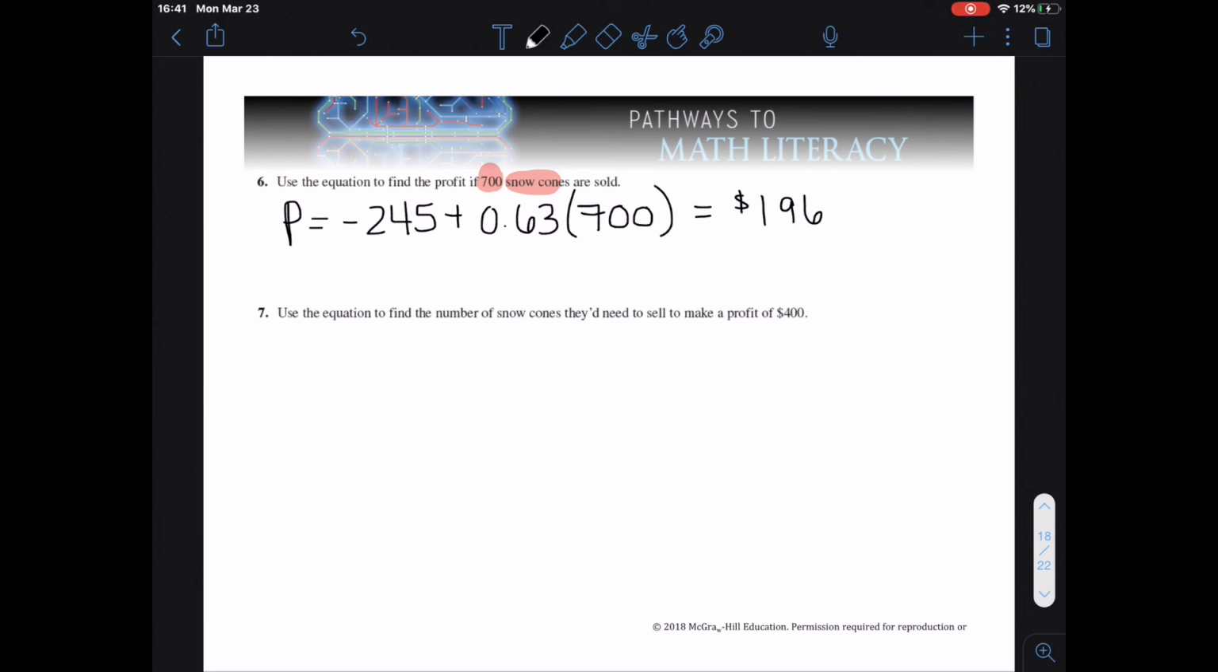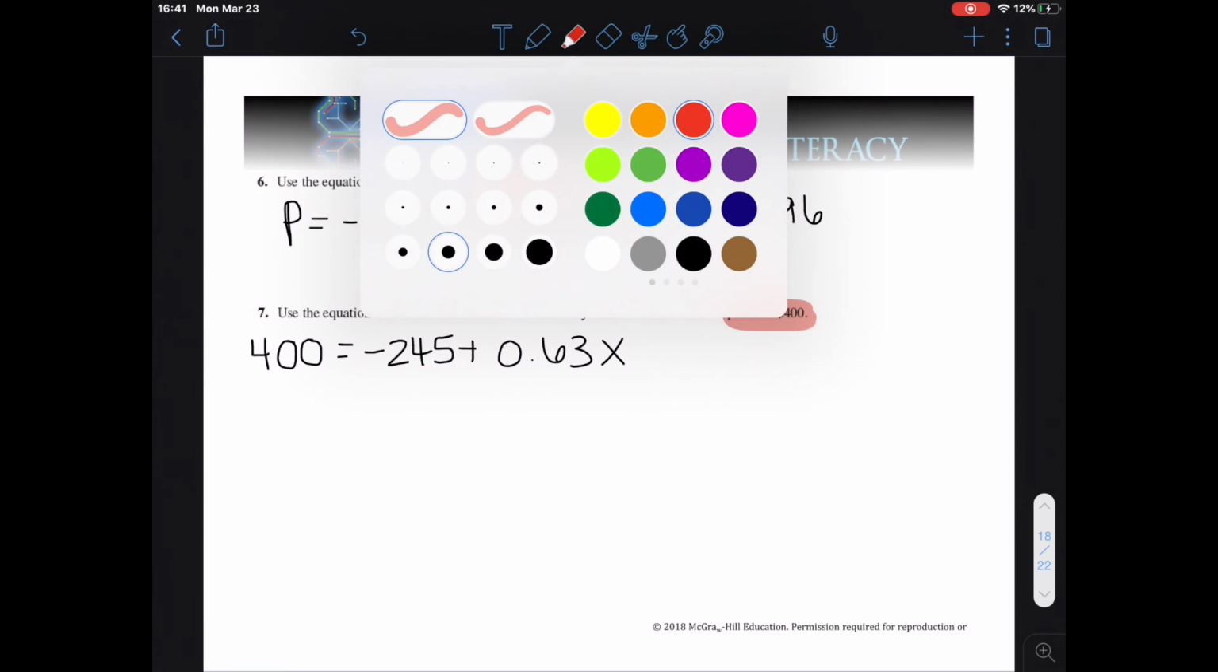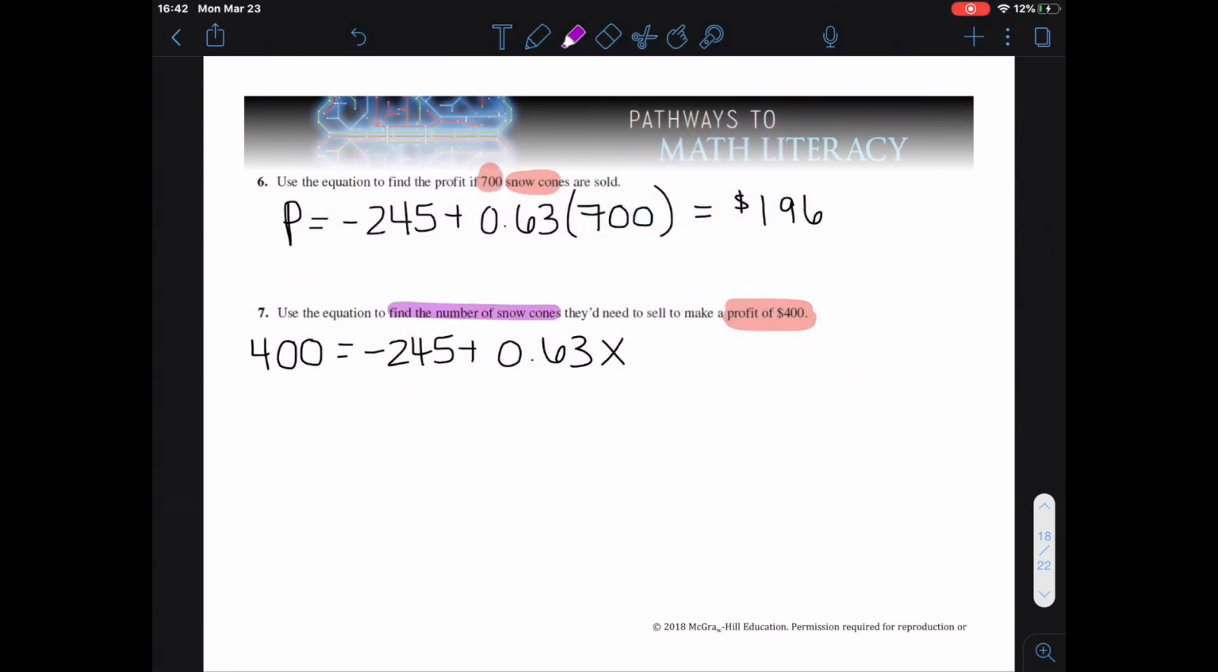Okay. Now we want to use the same equation to figure out how many snow cones they need to sell for the profit to be 400. So the profit is the value of P, so you're going to replace P by 400. And that will equal negative 245 plus 0.63 times the number of snow cones. So the number of snow cones is unknown. That's what we're trying to find, which is why the x is staying as the variable. You want to see what x makes this equation true. So same technique, you've got to solve for x.